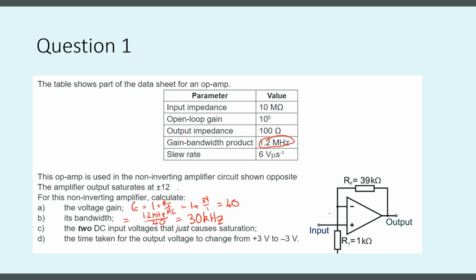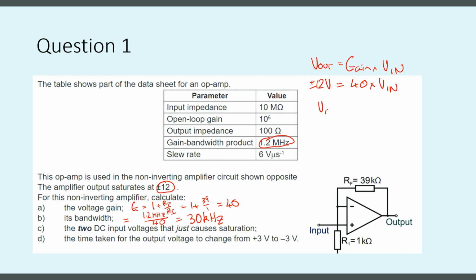Part C, calculate the 2 DC input voltages that just cause saturation. So this is looking at clipping distortion in effect. We are told that it saturates at plus or minus 12 volts. So we know that V out is equal to the gain times V in. We know that it's going to saturate at plus or minus 12, and the gain was 40 times this input that will just cause saturation.